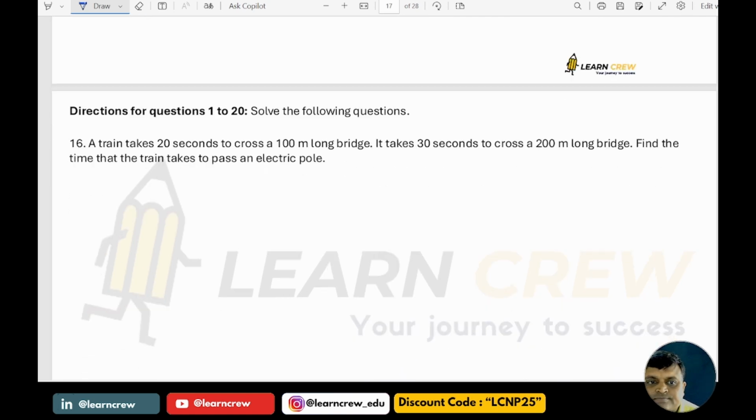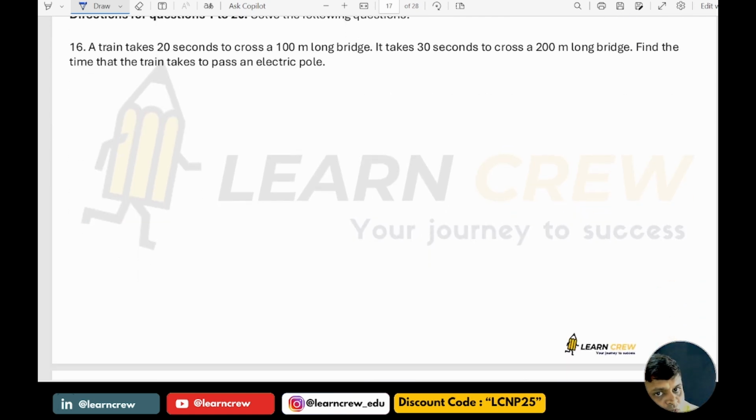Question number 16. A train takes 20 seconds to cross a 100-meter long bridge. It takes 30 seconds to cross a 200-meter long bridge. So find the time taken to pass an electric pole. So it is nothing but, see, a train takes 20 seconds. So what you understand, to cross a 100-meter long bridge, it is taking 20 seconds. To cross a 200-meter long bridge, it is taking 30 seconds.